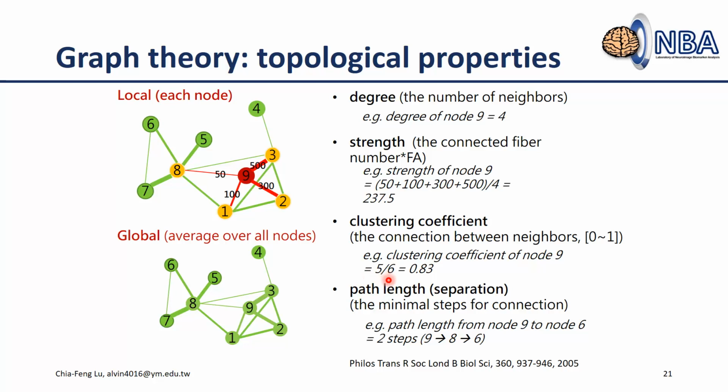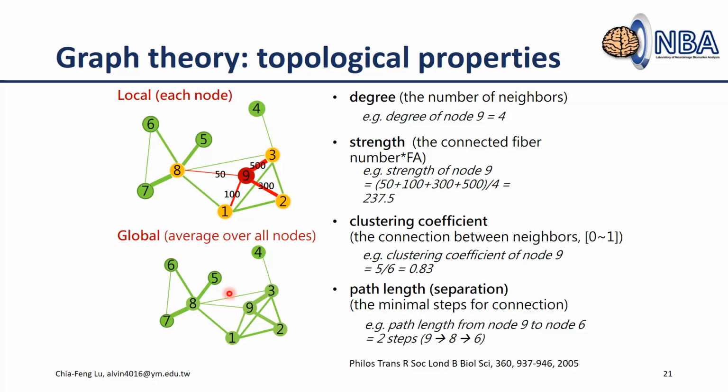And finally is the path length, or separation. How many steps do I need to take when I try to send information, maybe from 9 to 6? So here is 1 step, here's a 2nd step. So I say the path length from 9 to 6 would be 2 steps, or 2 separations. Okay.